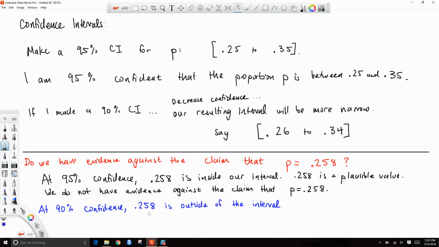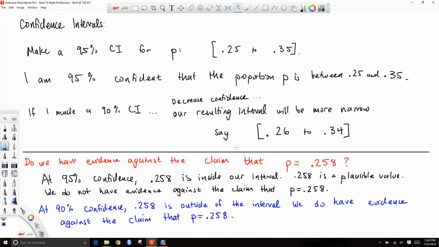So at 90% confidence, 0.258 is outside the interval. So what does this mean? Yeah, so now we do have evidence against the claim that P is equal to 0.258. And this might feel a little uneasy. You might say, well, if you're looking at the same data, how can you say you don't have evidence against the claim that P is 0.258 in this case, and you do have evidence that P is not 0.258 in this case? Okay.